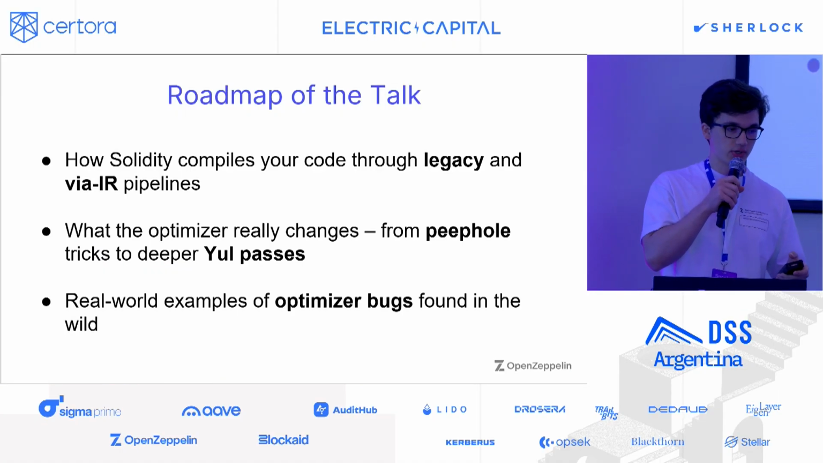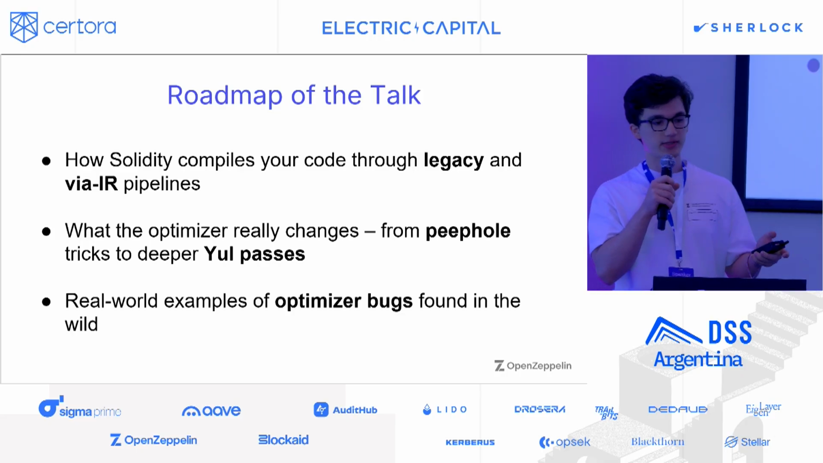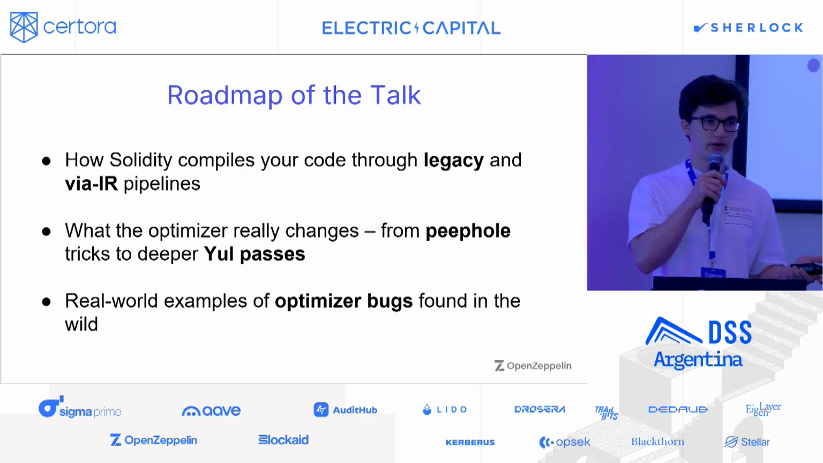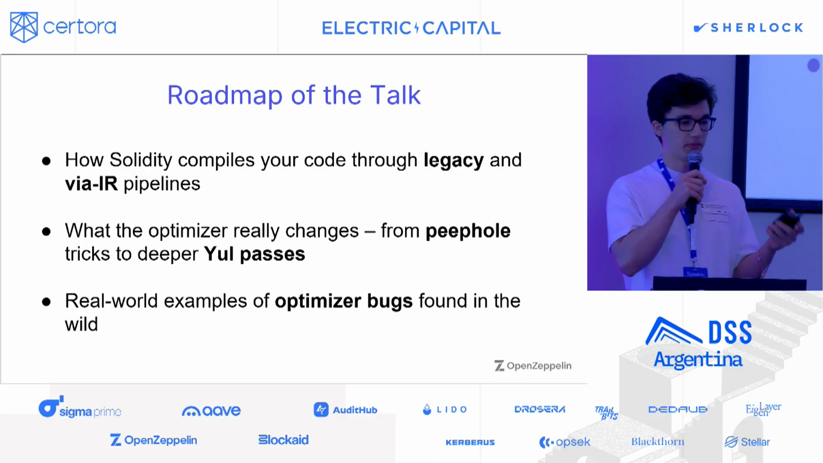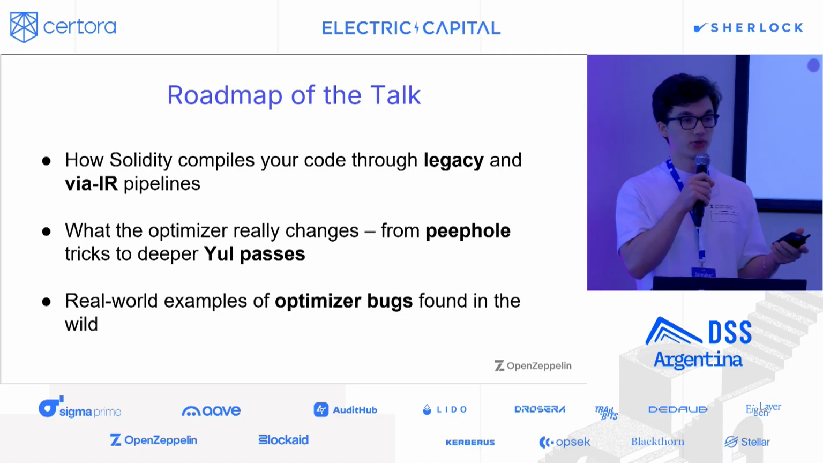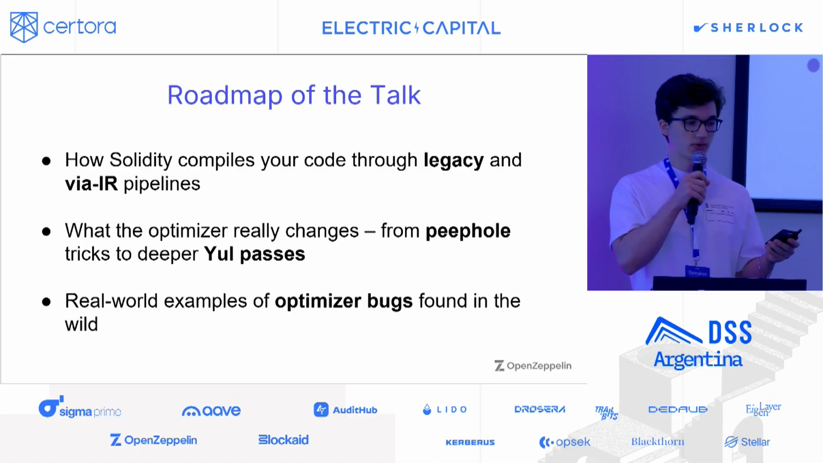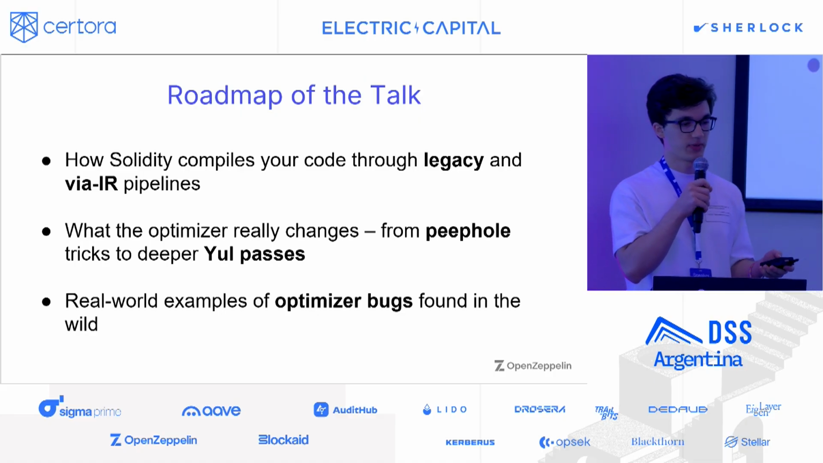By the end of this talk, you will understand how Solidity code is compiled through both the legacy and via-IR pipelines, and what the optimizer actually changes, from peephole optimization to the deeper Yul passes. We will also look at the optimizer bugs that have been found in the wild.